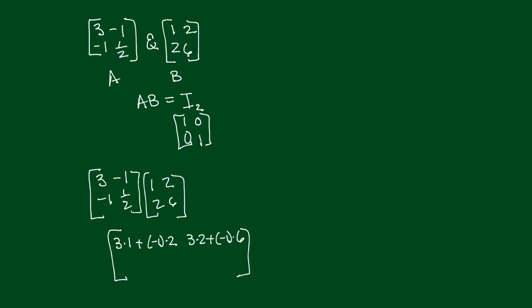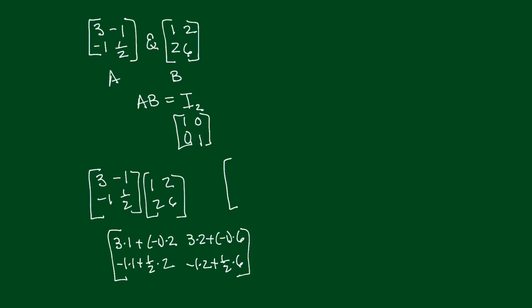Then down here in row 2, column 1, we're going to get -1 times 1 plus 1/2 times 2. And then finally, this row, this column, second row, second column, -1 times 2 plus 1/2 times 6.